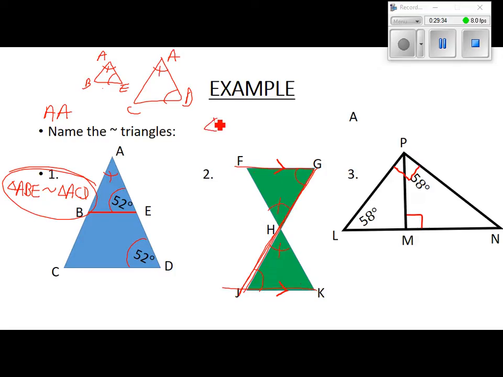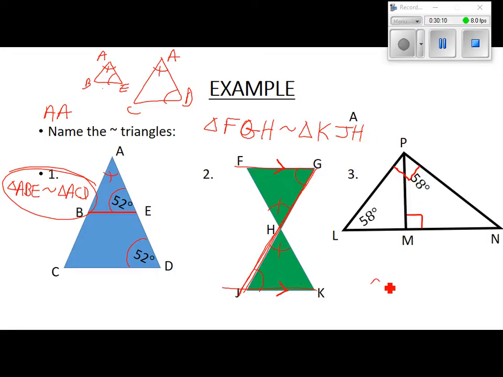Name the top triangle for me. FGH. Does it matter how you name the first one? No. Now here's where you got to match it up. What's the F in this triangle match up to in the other one? K. Does this just flip over? No. What do you have to do to this triangle? Rotation of 180 degrees. Gotta rotate it around. So K matches up to the F. What's the G match up to? The J. And what's the H match up to? The H.